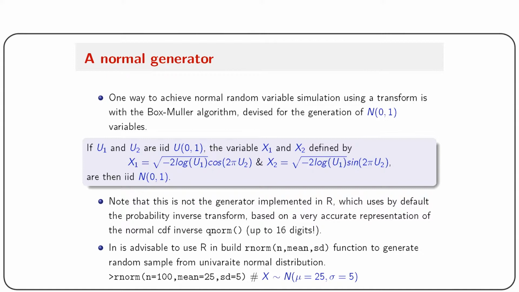It is advisable to use the inbuilt R function rnorm, where the entries are the number of variates that need to be generated, and then the mean and standard deviation, to generate a random sample from a univariate normal distribution. For example, if somebody wants to generate random variables from normal with mu equals 25 and sigma equals 5, then you can write rnorm with n equals 100. 100 is the number of samples that you are going to generate, and mean is 25, SD 5, and that will give you 100 random variates.